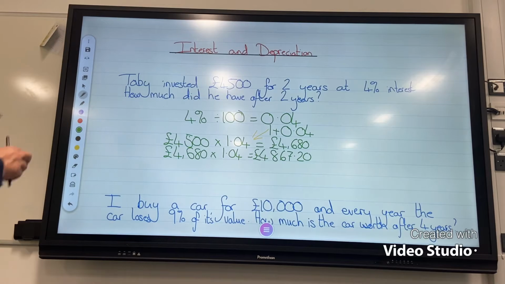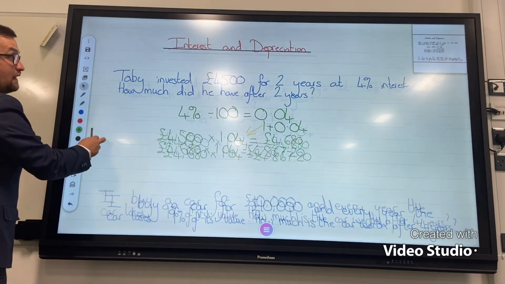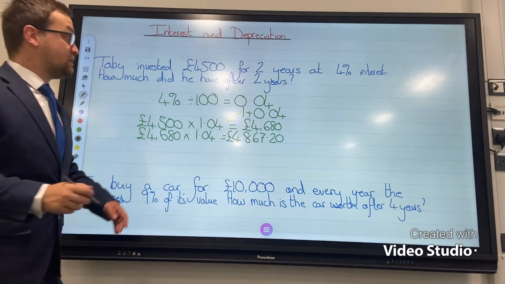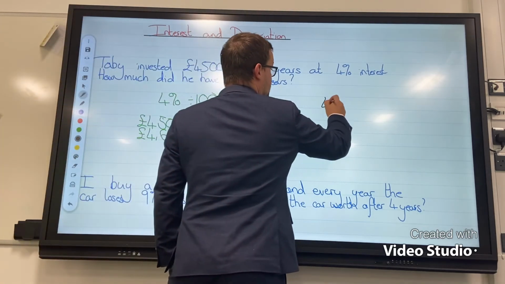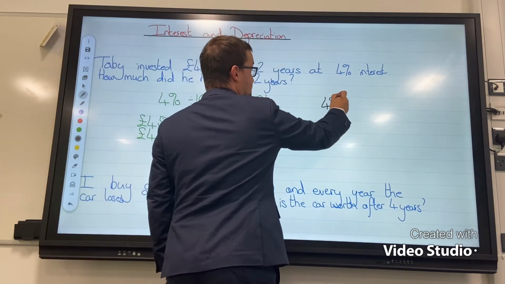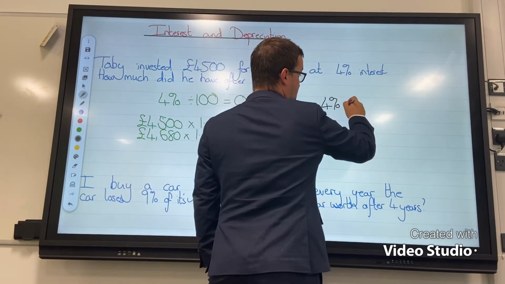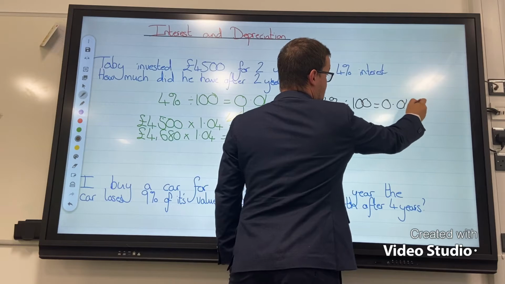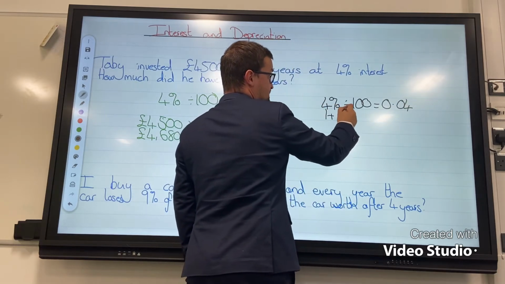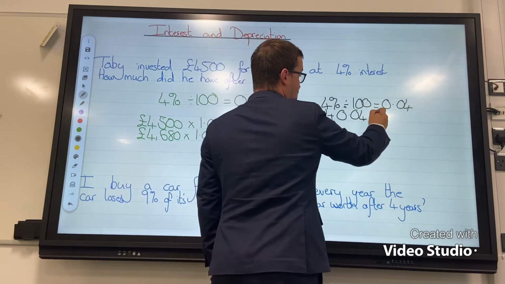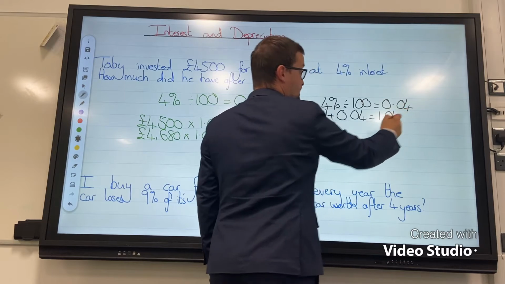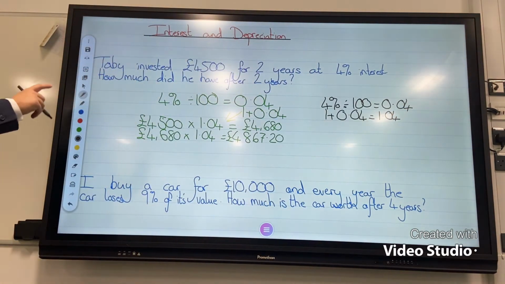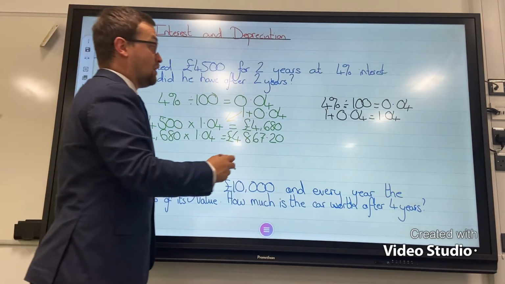The other method then, which I would push you towards, I'm going to do it in black, so there's 2 different methods. We still start off with 4% divided by 100, which is 0.04. We still do 1 plus 0.04 is 1.04. The difference comes next, and this is the key bit. This is the method I think you should be following, because it's a lot quicker.